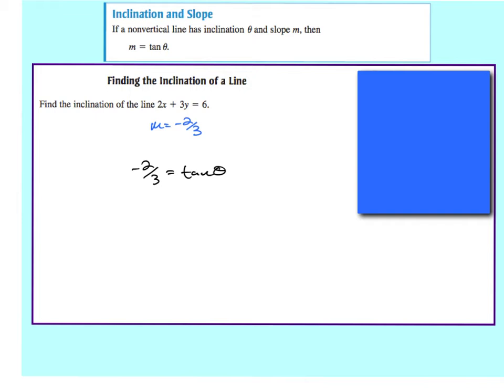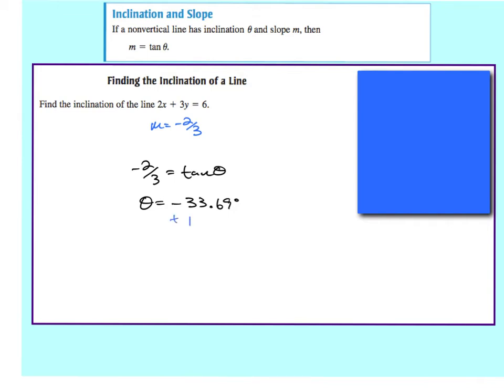Now, is this one on my unit circle? No. So I have to have a calculator here. So I'm going to arctan it. So now I have arctan of negative 2/3. And what do I end up getting? 33.69 degrees. All right. Well, what do I need to do to that? I need to add 180 to it.